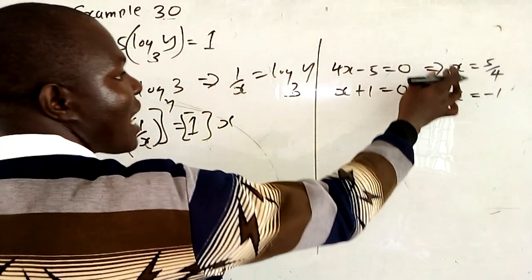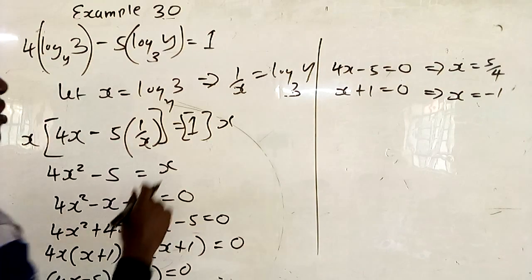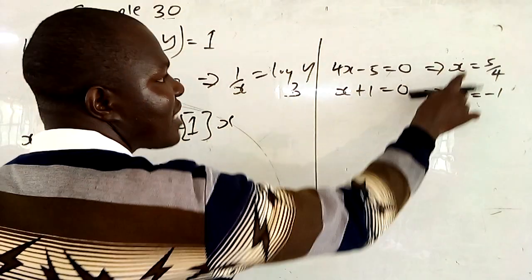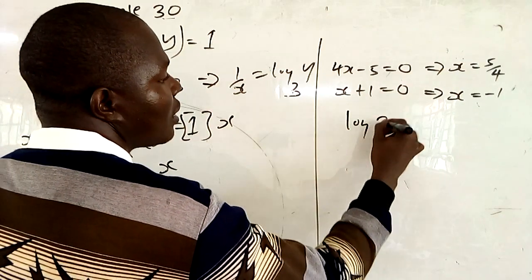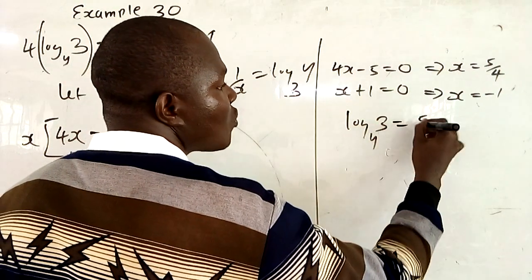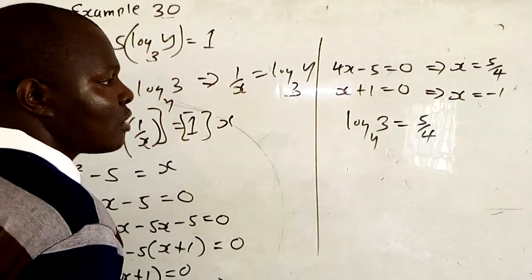Then you substitute back the value of x, isn't it? What was the value of x? x was log 3 to base y. So where there is x, you put log 3 to base y, because that was x, isn't it? So log 3 to base y is equal to 5 over 4, isn't it?